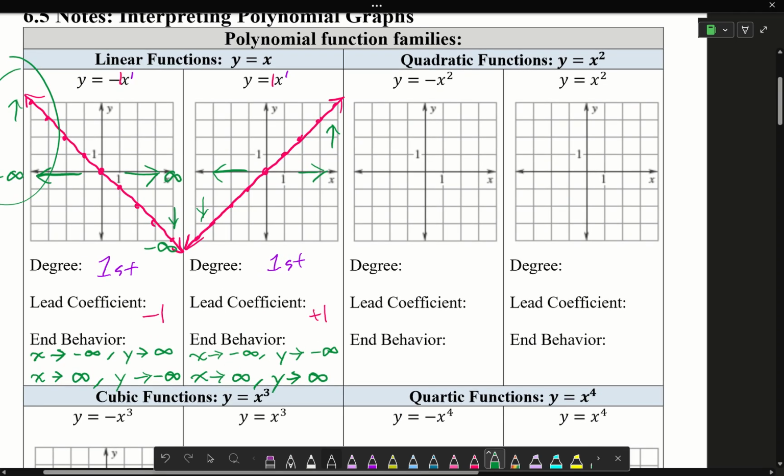Okay, then let's see how this changes when we talk about the quadratic function. In the quadratic function, we have the square on the x. Of course, that's the second power, which tells us automatically that this is a second degree polynomial. The leading coefficient on each of these, again, there's no number that we can see in front of x. In other words, there's still that 1. So we have negative 1 and a positive 1 for our leading coefficient.